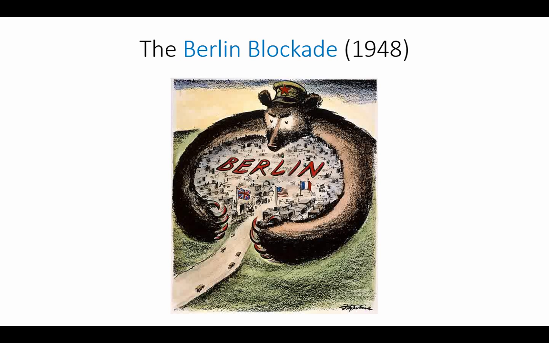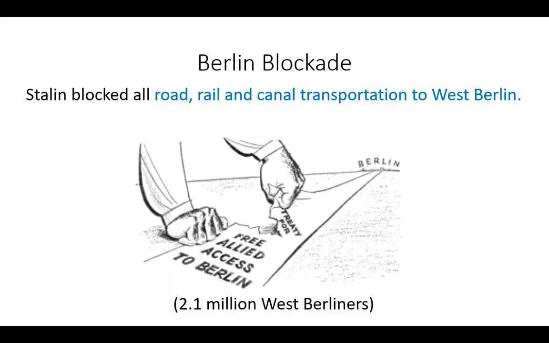And this is called the Berlin Blockade. So here you see this bear. The bear is often used as a symbol to symbolize Russia. And so in this case, Russia, or Stalin, has blocked off West Berlin from other liberal countries of the world. Stalin blocked all road, rail, and canal transportation to West Berlin. West Berlin had 2.1 million people, so that's about 2 Calgarys, pretty much.